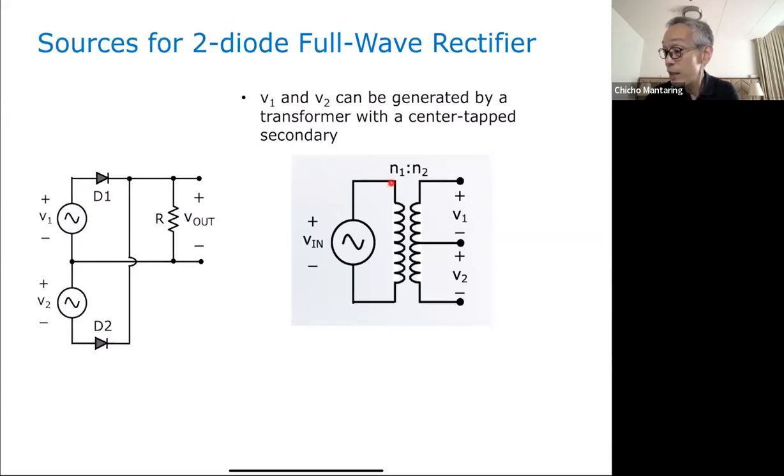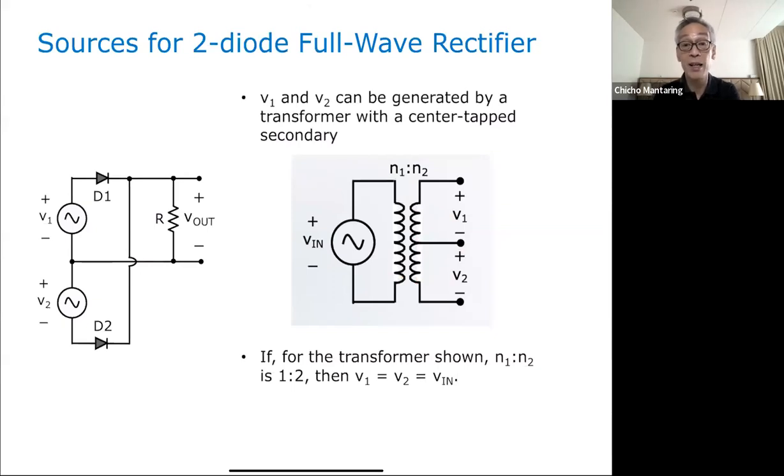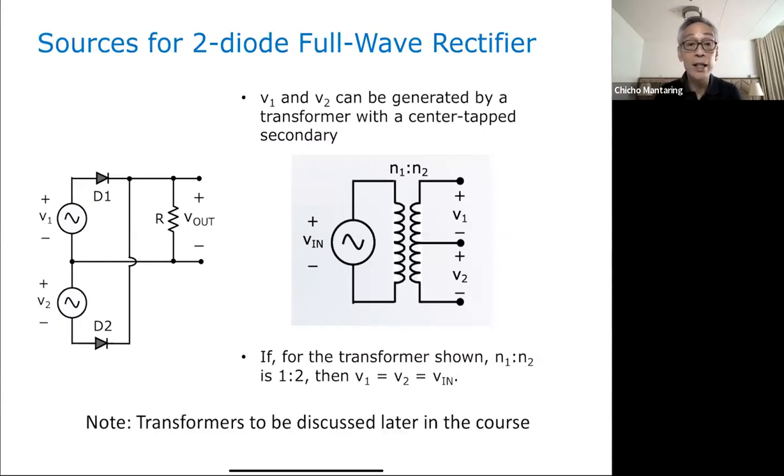So these are my two windings, N1 and N2. Depending on how I tap my secondary, I can produce two voltages here, V1 and V2. If I have twice as many windings in the secondary as in the primary, then V1 will be equal to V2, equal to Vin. So that's a source of your two voltages. This is now called a two diode full wave rectifier. You need a transformer. Transformers will be discussed later on in the course.